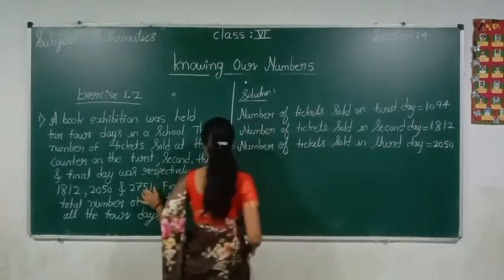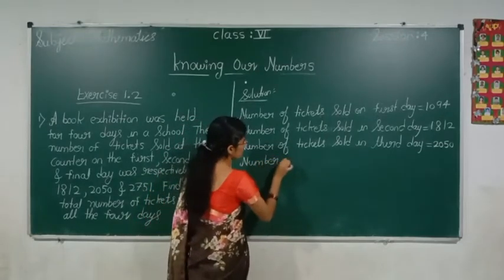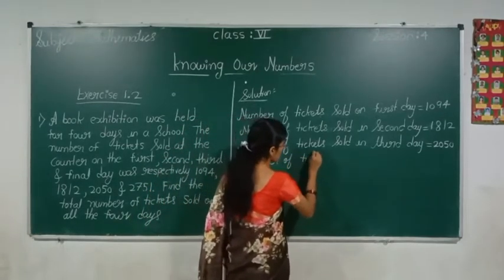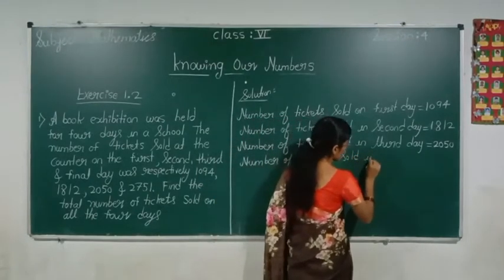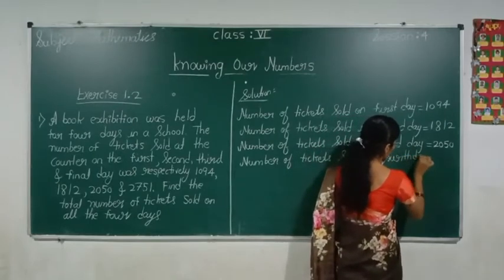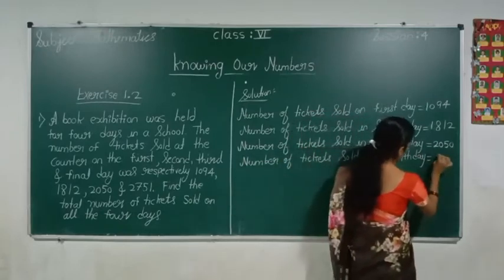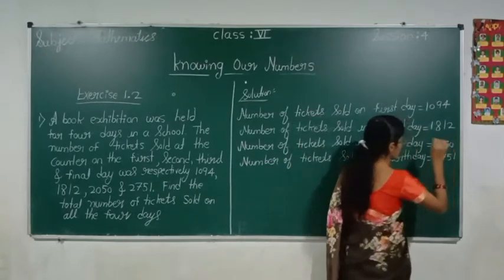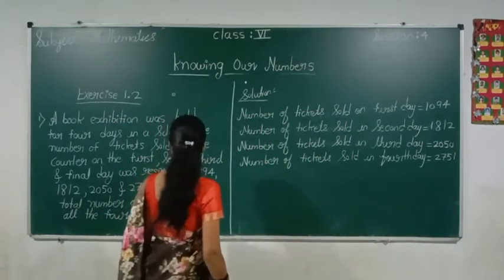In the fourth day, the number of tickets sold in the fourth day is equal to 2751. Now what did they ask? Find the total number of tickets sold.